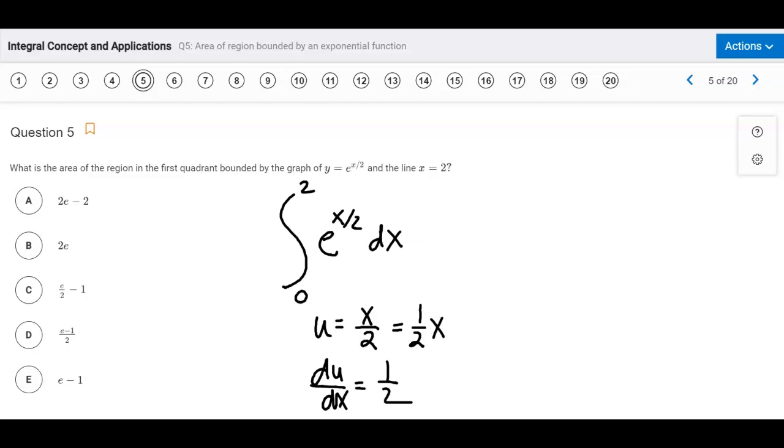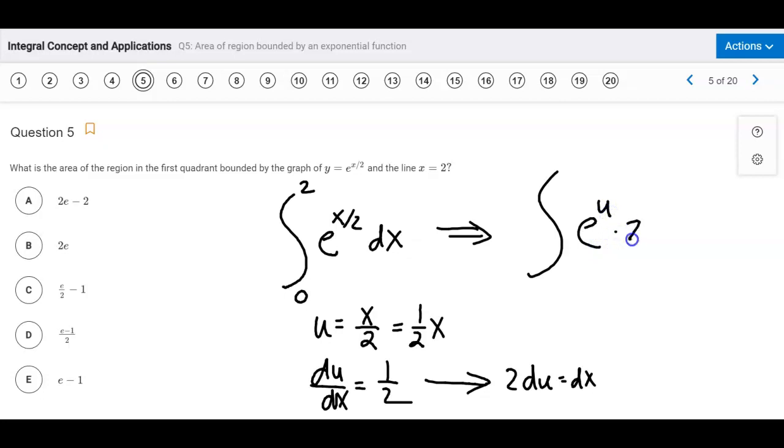And we want to get dx by itself. If you multiply both sides by dx and then by 2, you're going to end up with 2 du equals dx, which means that we can transform this entire expression into e to the u times 2 du. But as you know, I'm going to take that 2 out and put it to the front.